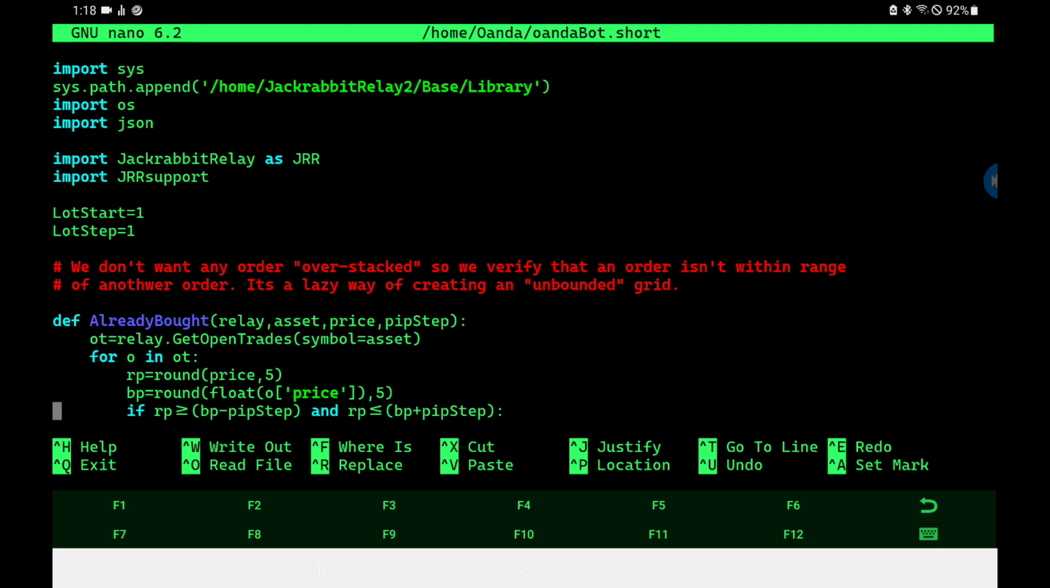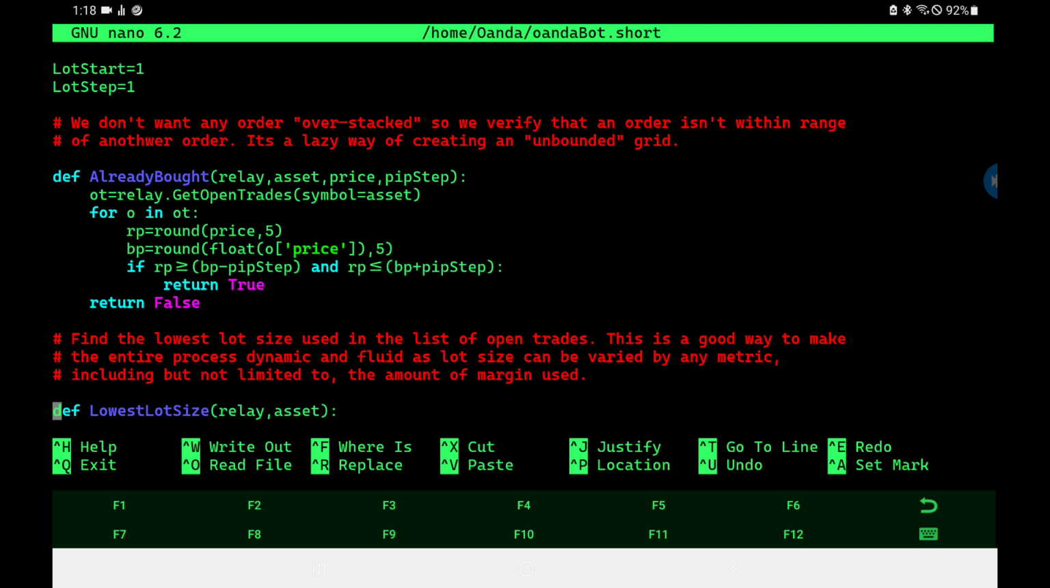So let's start right off the bat with looking at this very first step. Lot start and lot step. Now these are dynamic and can be changed to any value you want. But you want to be careful because when you're first beginning to work with a bot, it can very quickly consume your money if you don't plan out proper risk assessment. And risk assessment is really where this starts.